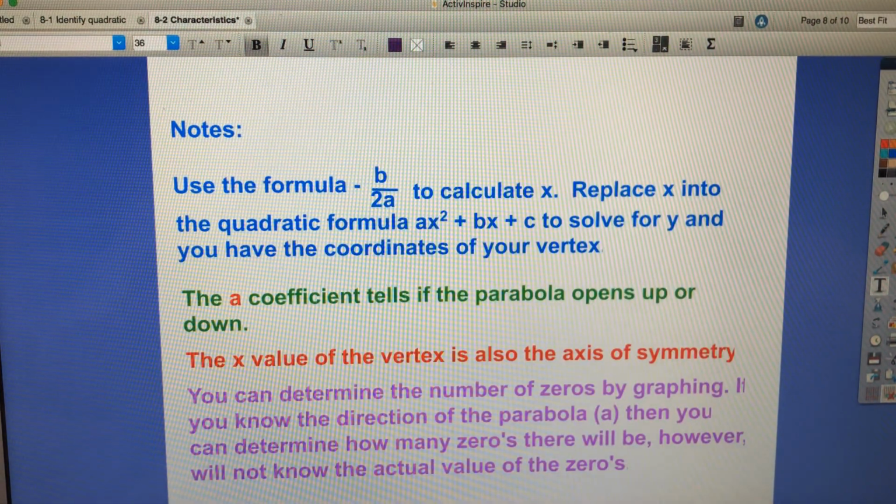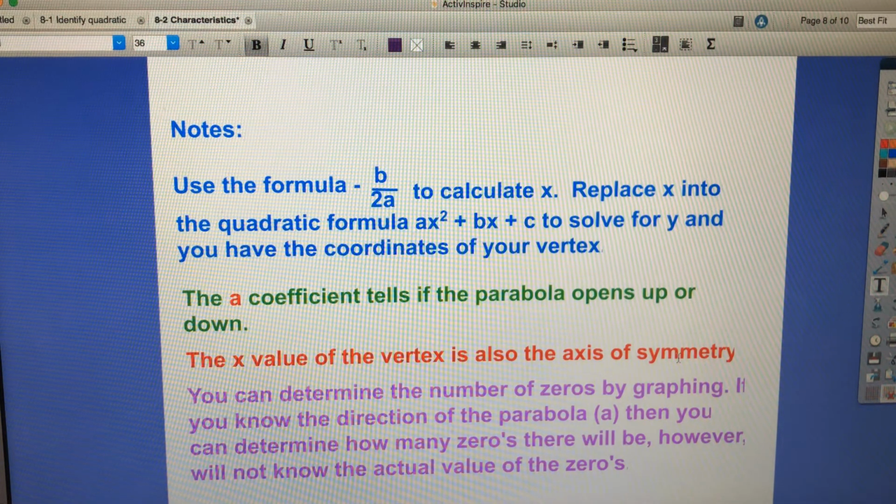Notes. Use the formula inverse of b over 2a to calculate x. Replace x into the quadratic equation, ax squared plus bx plus c, to solve for y, and you will have the coordinates of your vertex. The a coefficient tells you if the parabola opens up or down. The x value of the vertex is also the axis of symmetry.